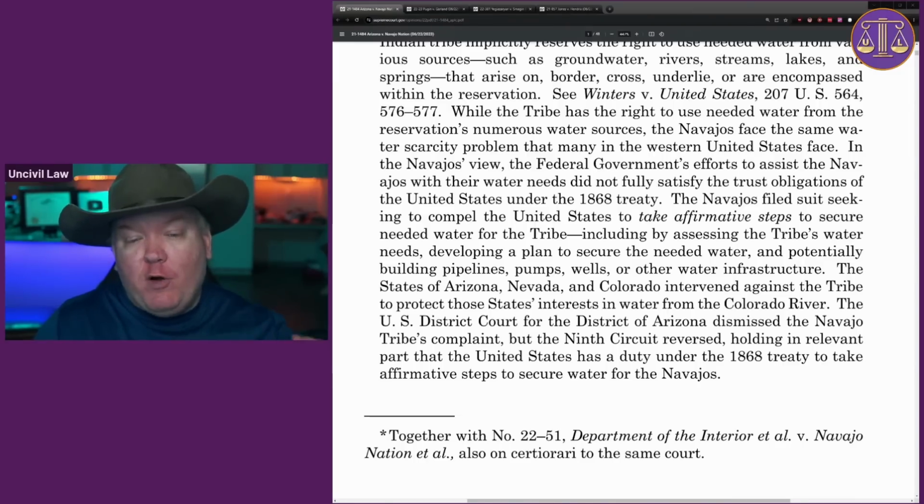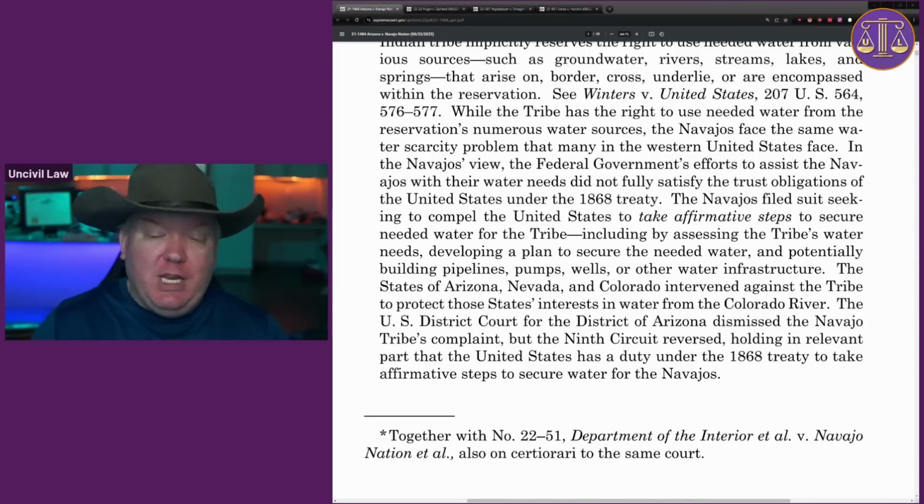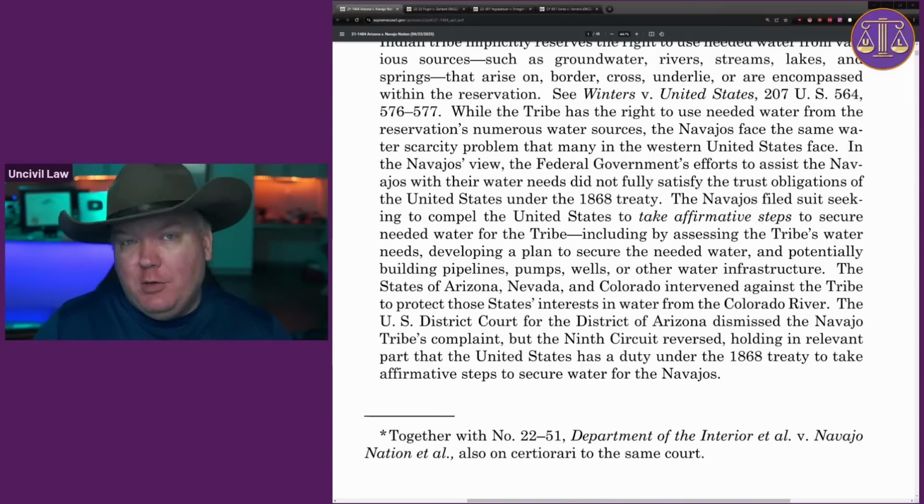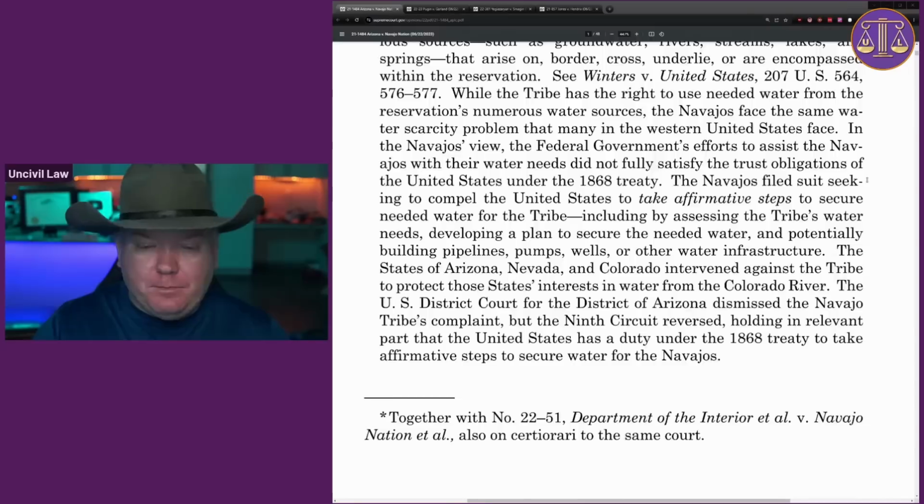The United States District Court for the District of Arizona dismissed the Navajo tribe's complaint, but the Ninth Circuit reversed, holding in relevant part that the United States has a duty under the treaty to take affirmative steps to secure the water. Okay, so this is all a question of the treaty. What is the United States obligated to do when it comes to the water rights for the tribe? Let's learn more.